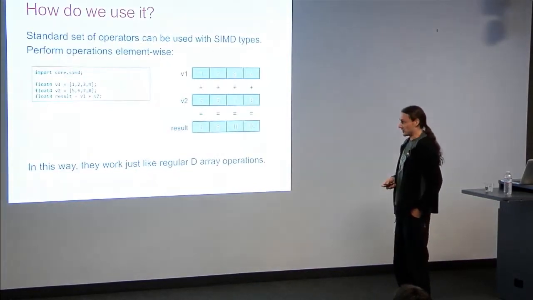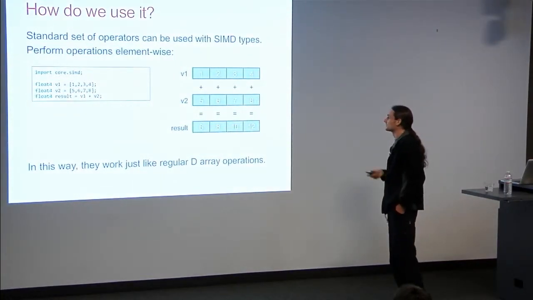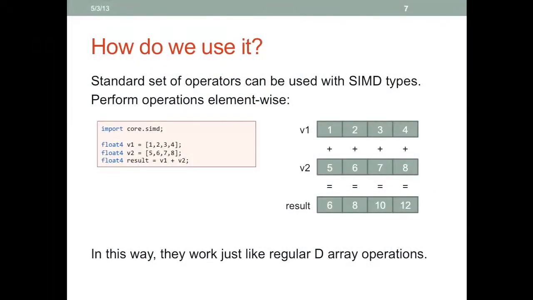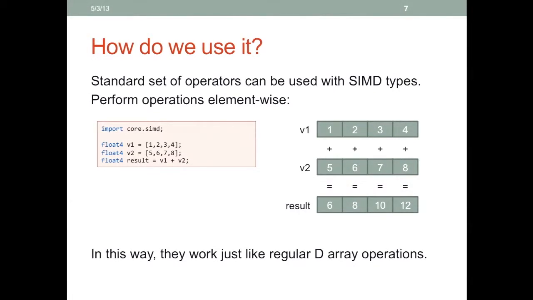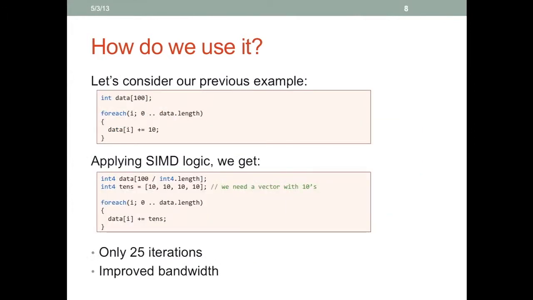So the standard set of operators are available. They can be used with all the SIMD types that are supported. For instance, here we can create a float4, initialize it to a short array literal. Then we can add them together. And operations are performed element-wise on SIMD registers. In this way, they work basically like regular D array operations.